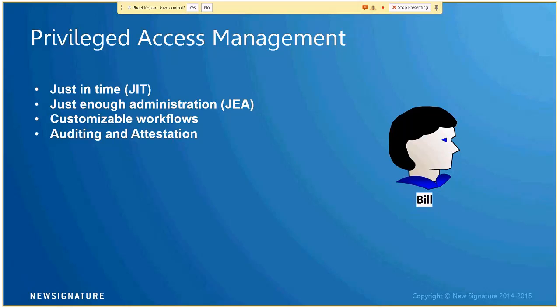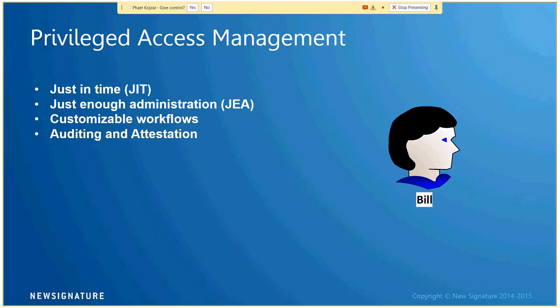This is where privileged access management, or PAM for short, steps in by addressing always-on administrative rights. MIM, with its PAM capabilities, utilizes the approach of just-in-time access, just-enough-time access, and just-enough administration for controlling access when critical functions are being performed.